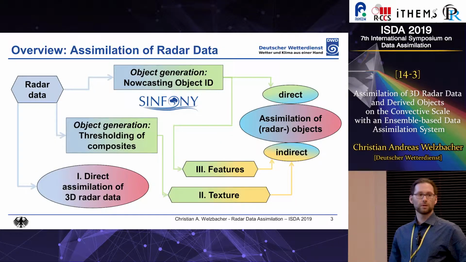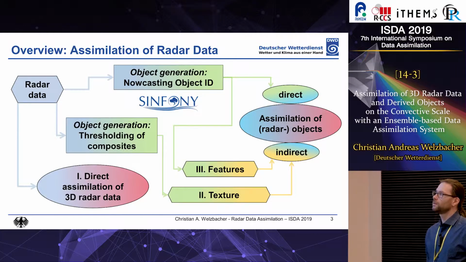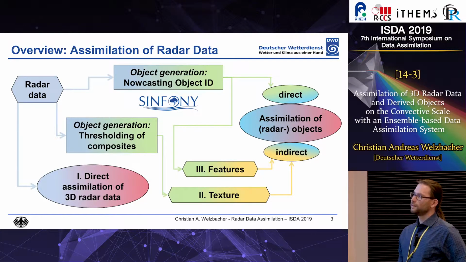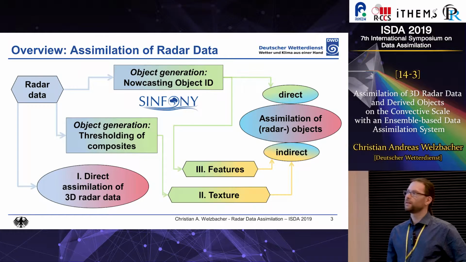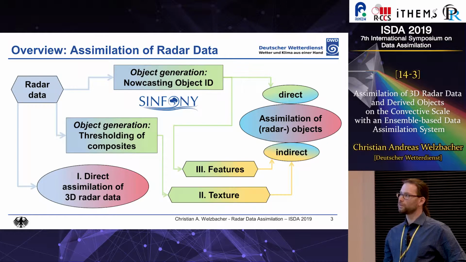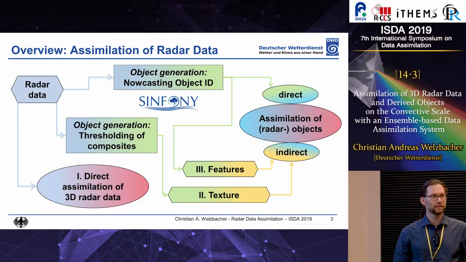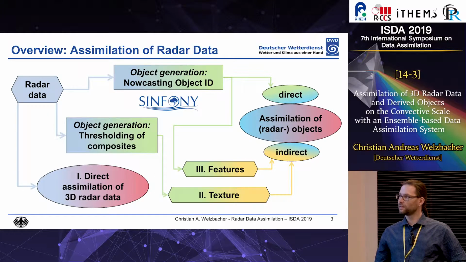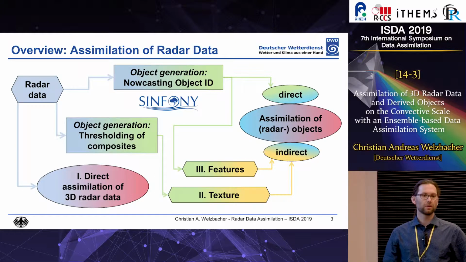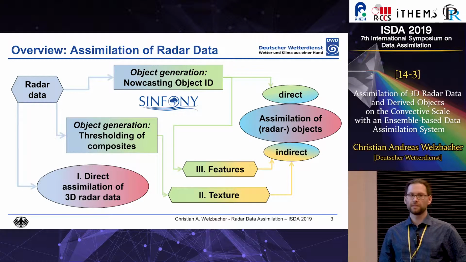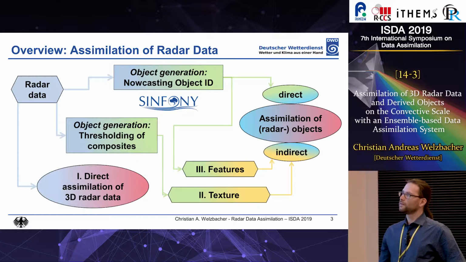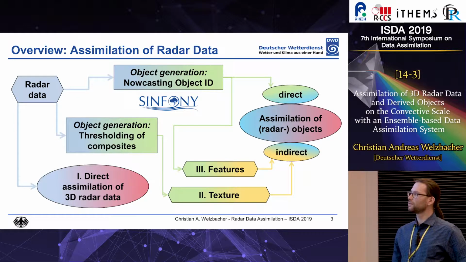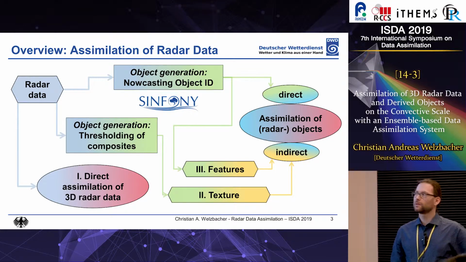Next, I want to talk about my outline. In the left corner, there's the data I just mentioned. And then one topic I'll talk about is the direct assimilation of this data. And in this case, if I say 3D radar data, I not only talk about reflectivity, but also about radial wind. And then there are many more boxes and circles, which I'll also talk about.